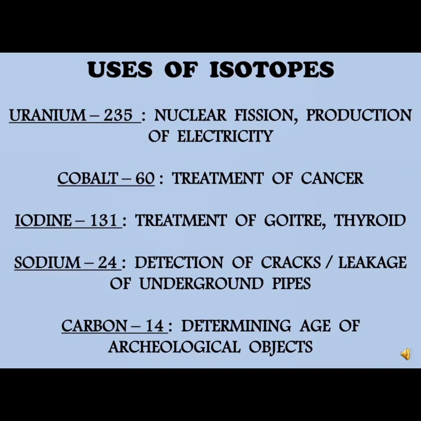Okay. Now, how can we say that dinosaurs were present millions and millions of years ago? That is because with the help of carbon-14, the scientists could understand the age of the fossils of the bones of the dinosaurs which we found buried deep under the earth. So this is how isotopes are useful for a number of things.